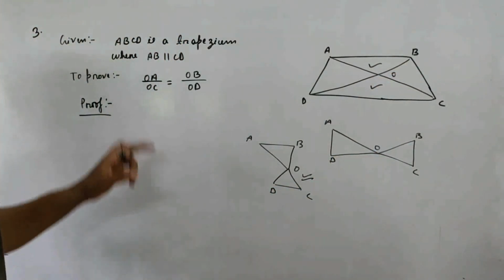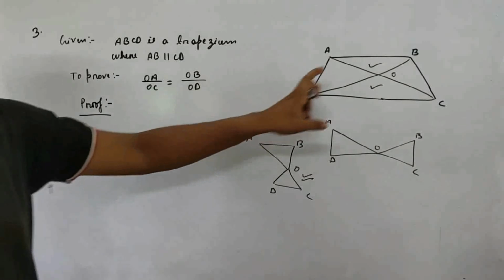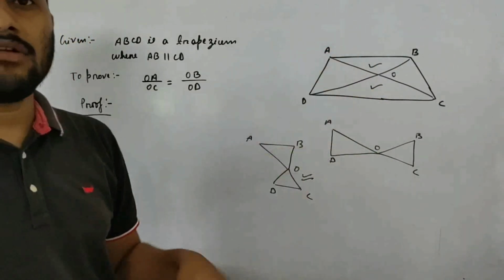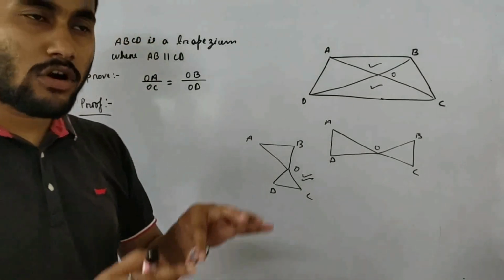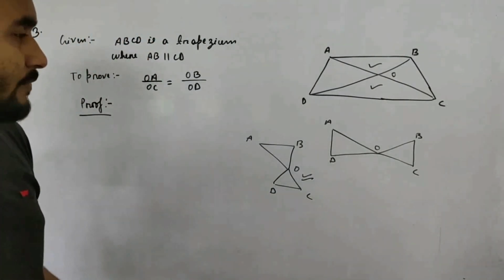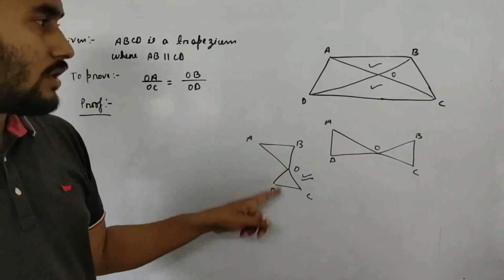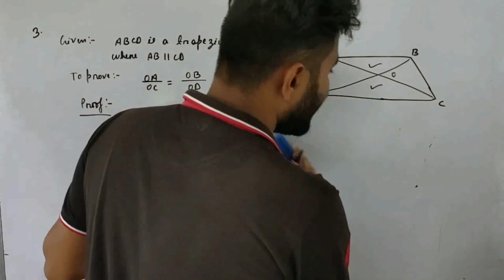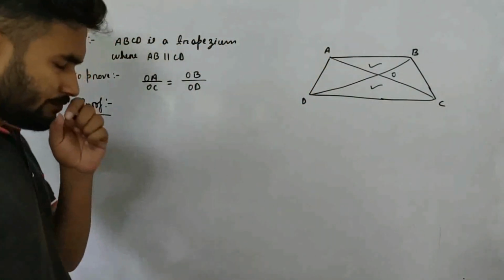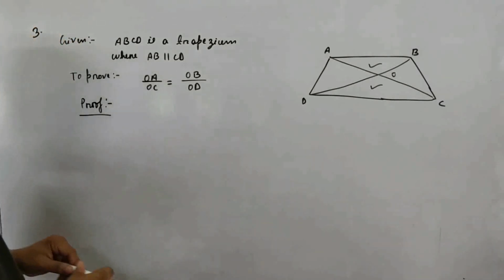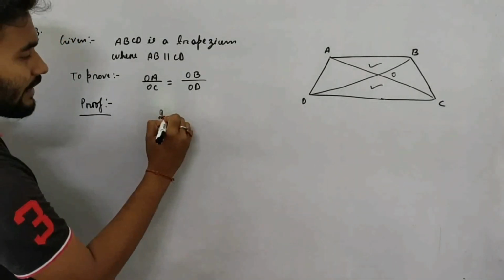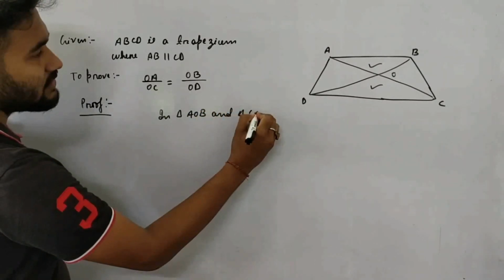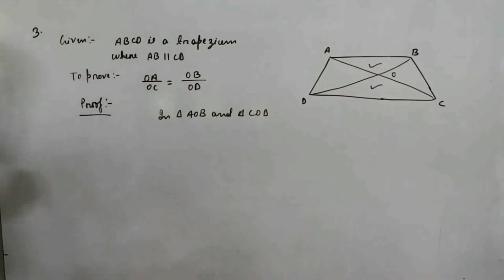Why these two? Because of this one, AB parallel to CD. We need these parallel lines inside the triangle. Then only can we use the parallel lines property, that is alternate angles or corresponding angles. So this AB and CD we need. Over here that thing is not there. Understood? So what triangles will we select? In triangle AOB and COD.